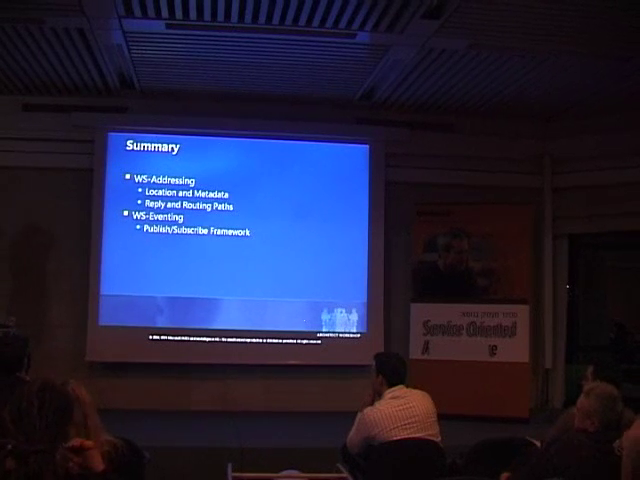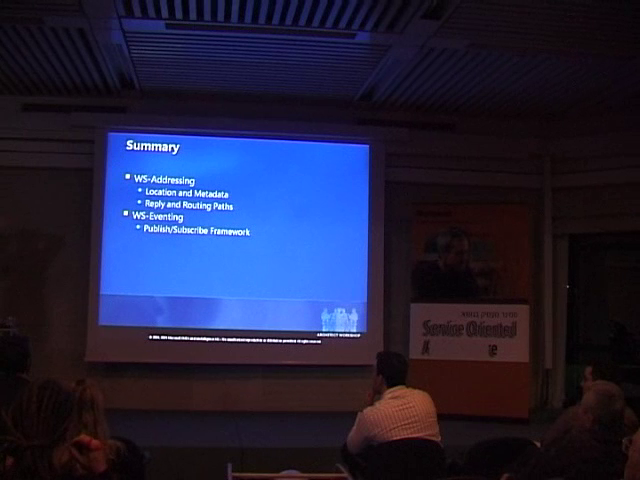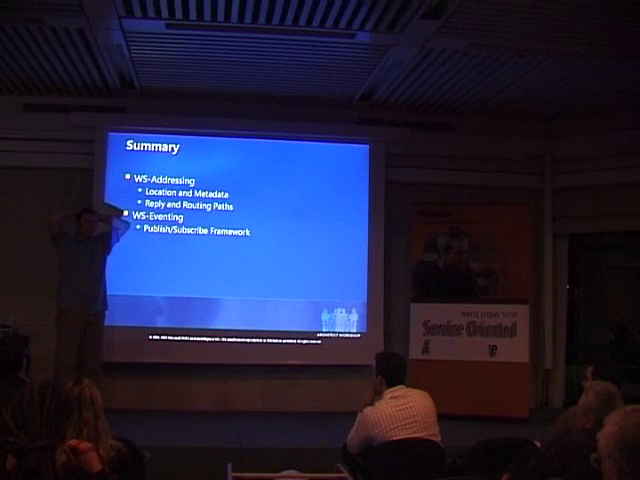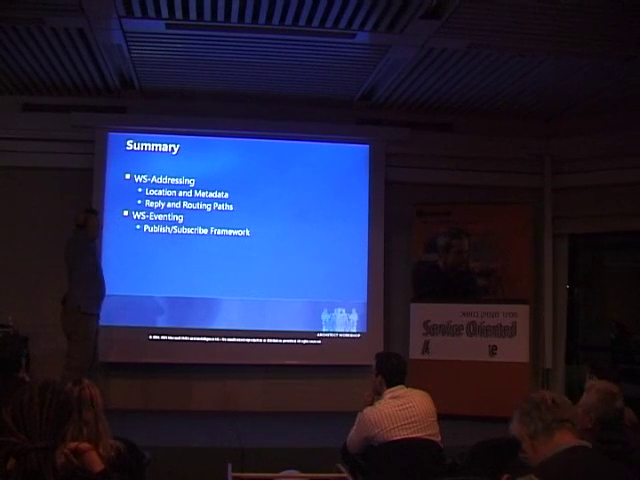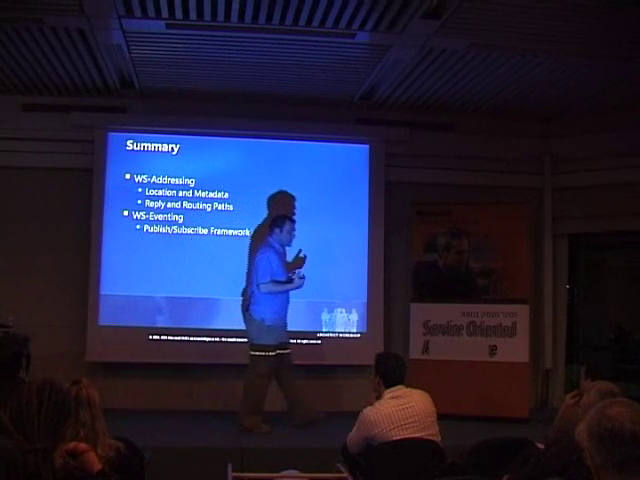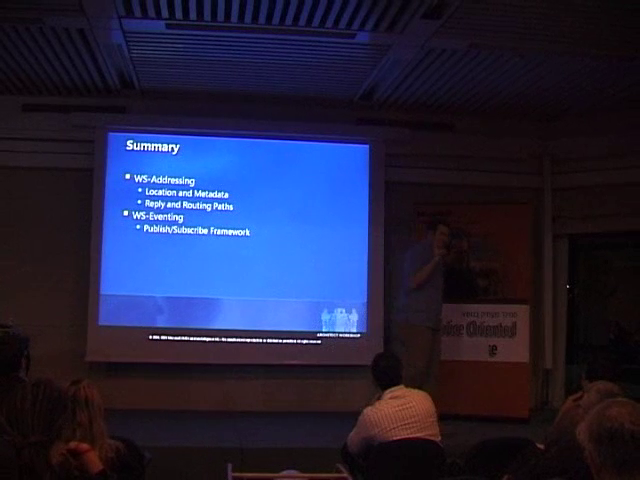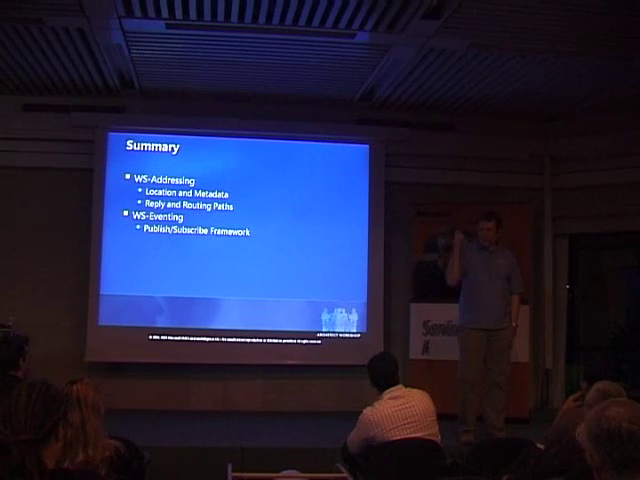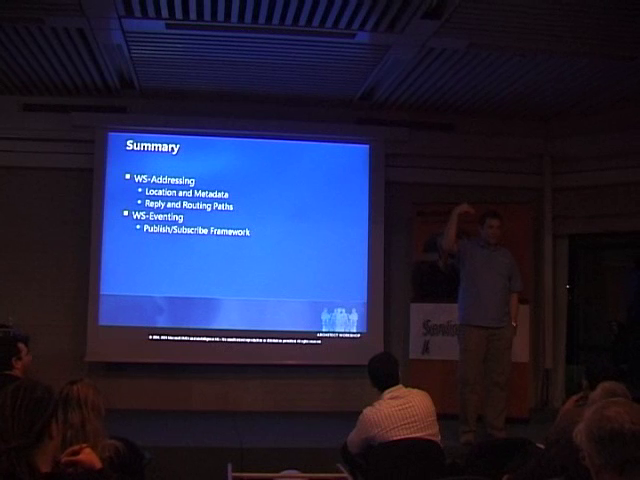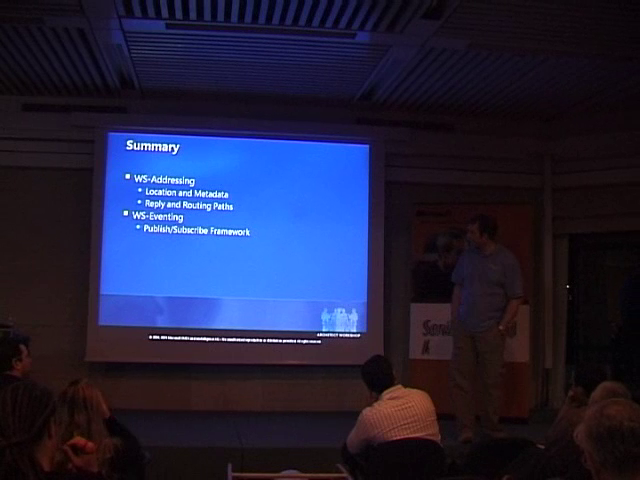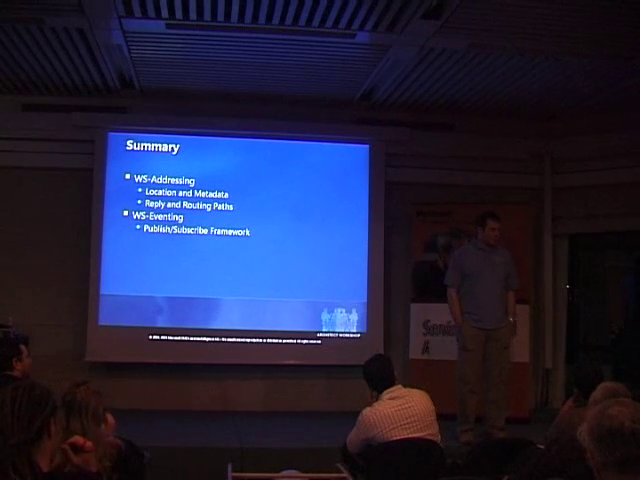So, WS addressing is about location and metadata. It's about reply and routing paths. It's your equivalent of the internet protocol, of IP, of sending packets around on the network. WS eventing is a publish subscribe framework that works in cooperation with WS addressing. And keep in mind that there's a little trickery needed to deal with the gateways, to deal with NATs and firewalls. But these are all things that are solvable. Polling and all those other strategies. So much on that topic.